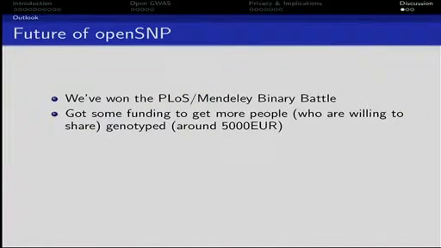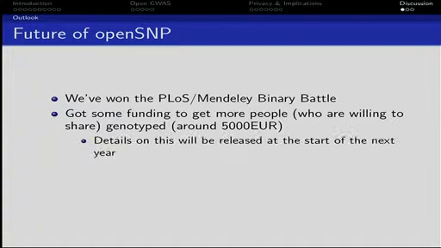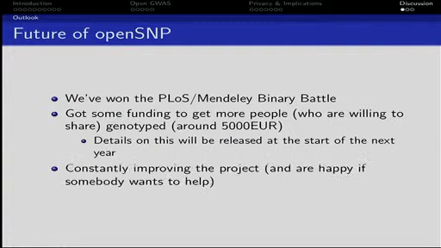So far, we have won the Public Library of Science and Mendeley Binary Battle with OpenSNP, and we've got some funding through the German Wikimedia Foundation. It's only 5,000 euros, but this would be, I think, 25 more people genotyped, which would be publicly available. If you're interested in getting genotyped, we will release more details on this next year. So check it out if you want to get genotyped and don't have the money.